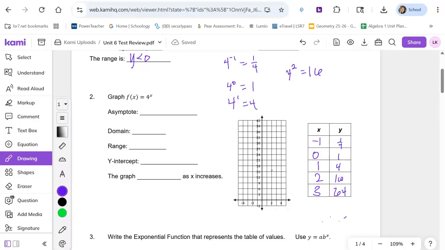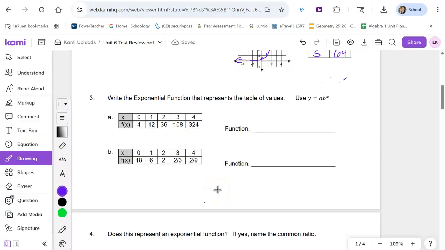So I'm going to graph this: (-1, 1/4), (0, 1), (1, 4), (2, 16), and then (3, 64) is going to be way off the graph. So from here you can see that the asymptote is y equals 0. Your domain is going to be all real numbers. Your range is y is greater than 0. Your y-intercept is (0, 1), and the graph increases as x increases.